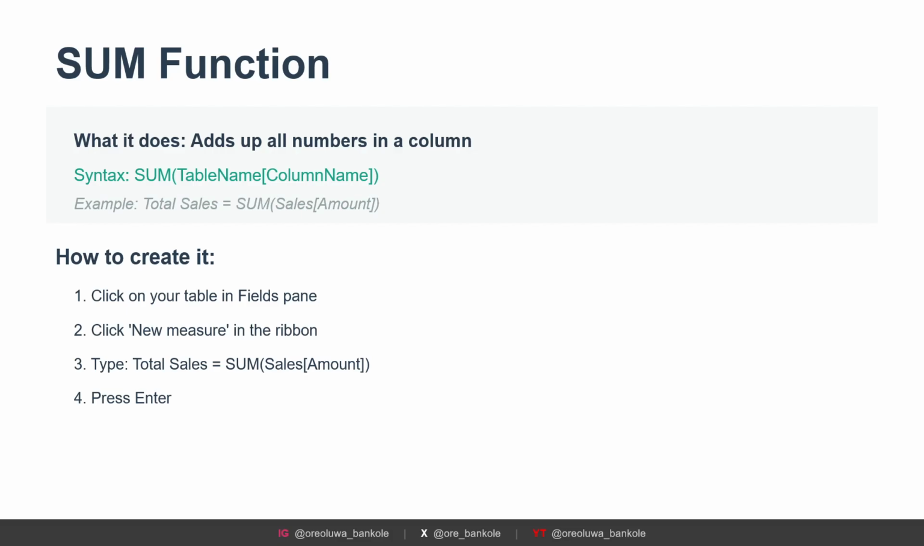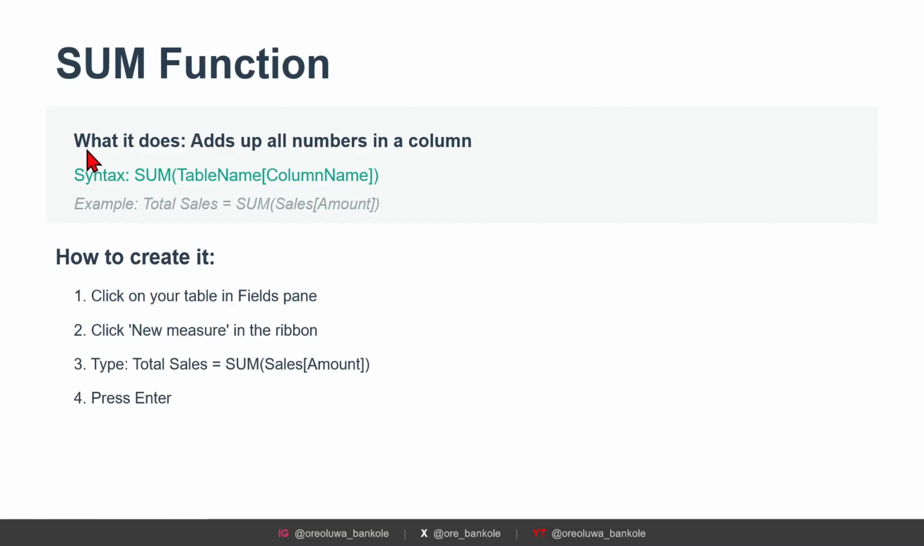So, the sum function allows us to add up all the numbers that we have in a column. And you can see there is a syntax there. You say sum, you open your brackets, the table name, and the column name. Because in Power BI, you need to attribute the column name to the table that column exists inside of. Are you with me?